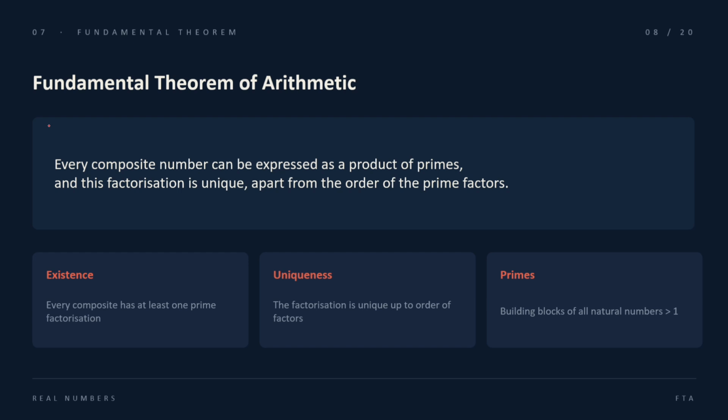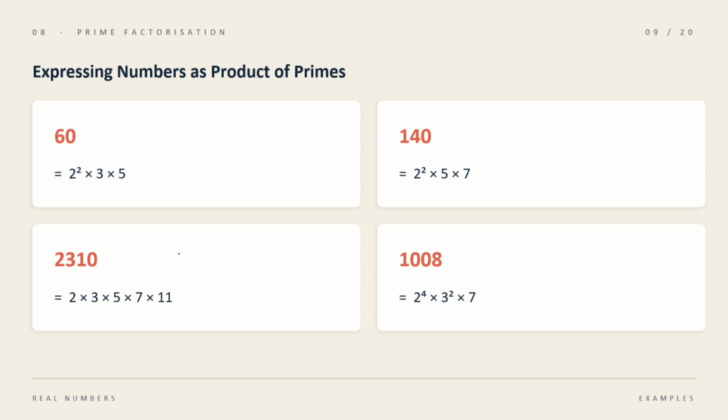Next topic is the fundamental theorem of arithmetic. Every composite number can be expressed as the product of primes, and this factorization is unique apart from the order of the primes. This is the fundamental theorem of arithmetic. Existence: every composite has at least one prime factorization. Uniqueness: the factorization is unique up to the order of factors. Primes are the building blocks of all natural numbers greater than 1.